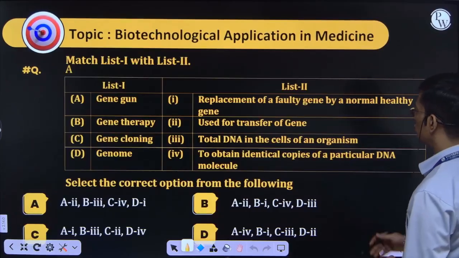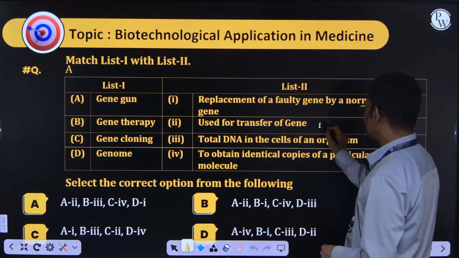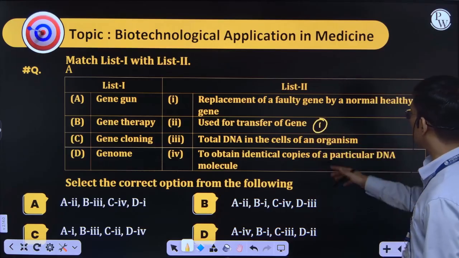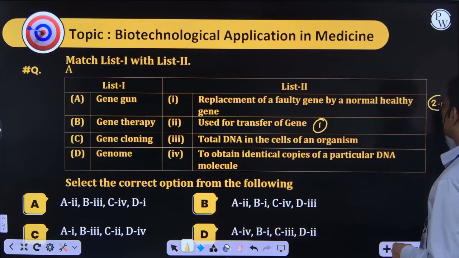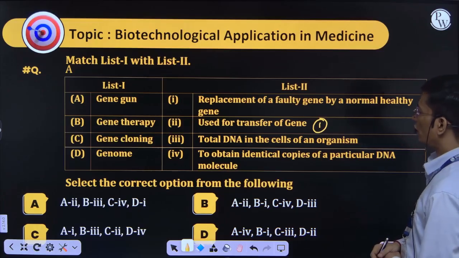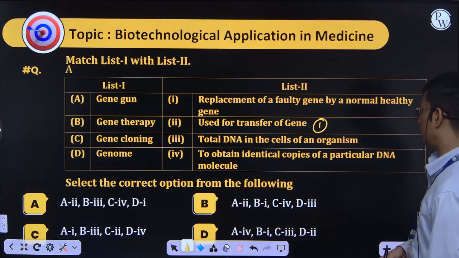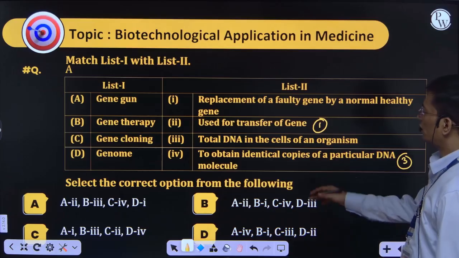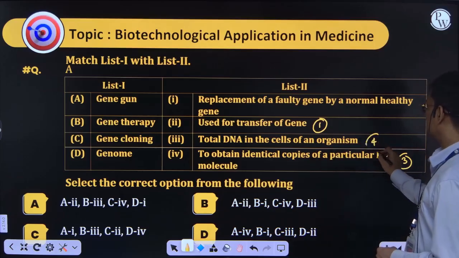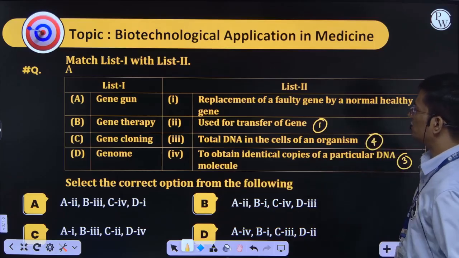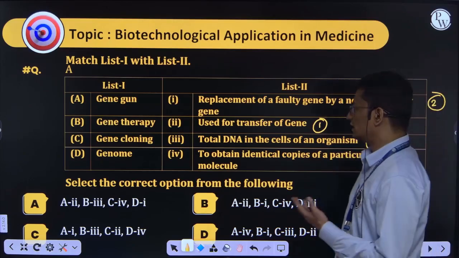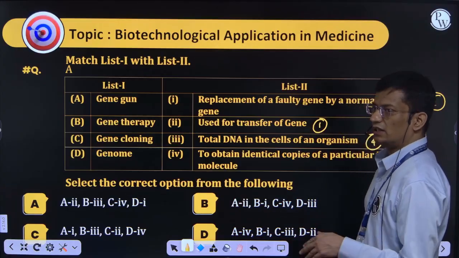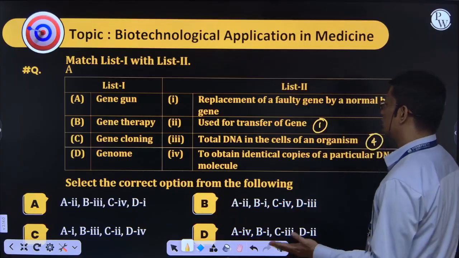Gene gun is used for transferring the gene in plants. Gene therapy is used for correcting the gene. Gene cloning: using gene cloning, we can multiply and produce more copies. Genome is the total DNA content in the organism. These are the match the following simple questions. You should only know what gene therapy is, and what techniques are used for transferring genes in plants, fungi, and animals.